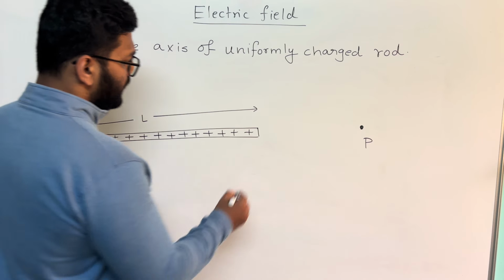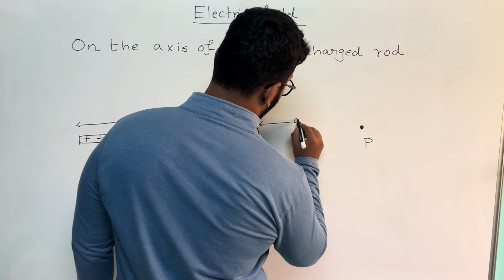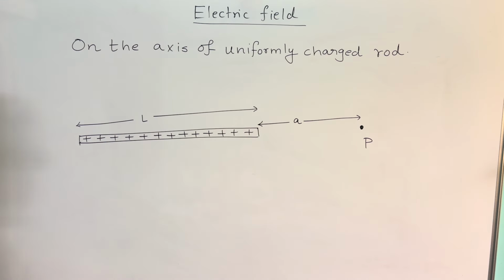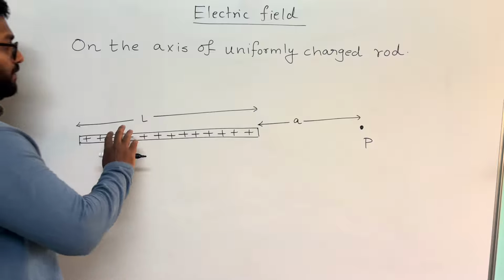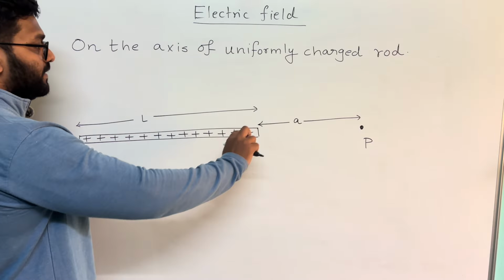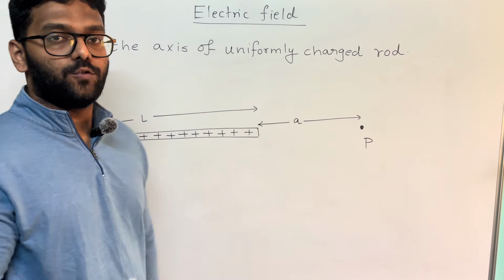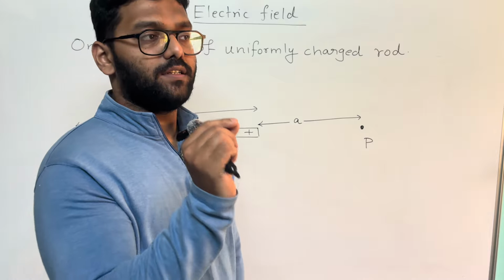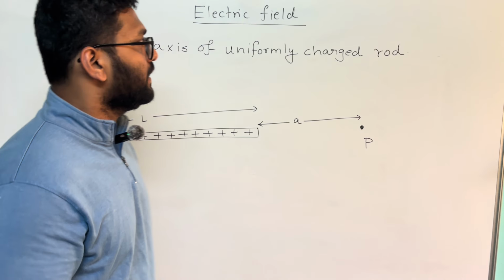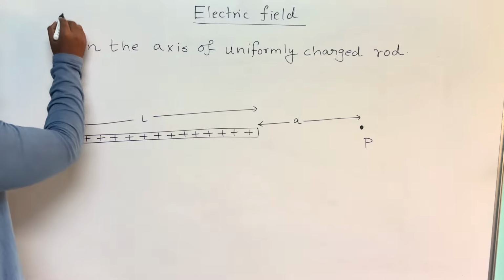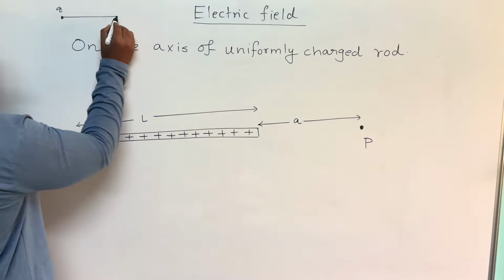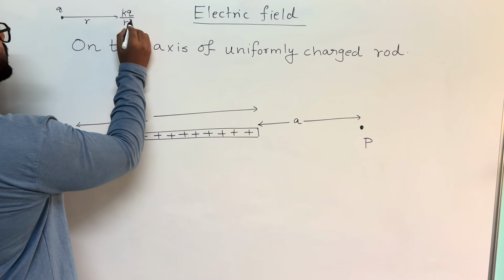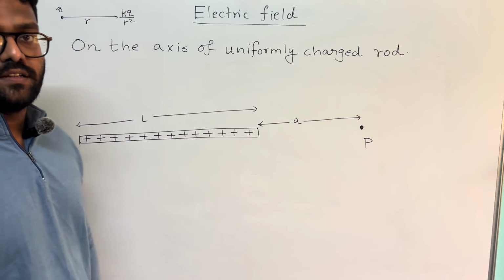Maybe this point P is at a distance A from this rod. So how will we find the electric field due to extended bodies? Till now we have seen how to find the electric field due to point charges. When there are point charges, you can easily find the electric field. If I have a point charge Q and at a distance R I want the electric field, it is kq by r square. It's as easy as that.